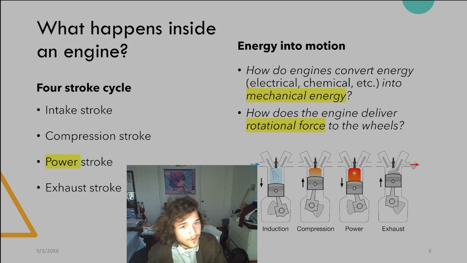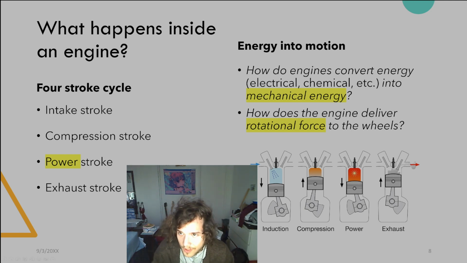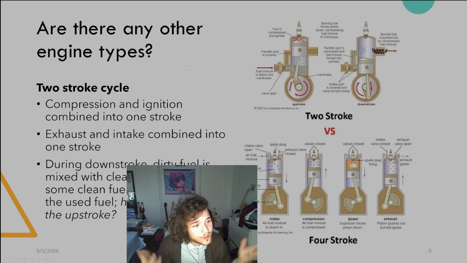So the questions they would answer after that are: how do engines convert this energy, whether it be electrical or chemical, into mechanical energy, the movement of the car? And how does the engine deliver that rotational force to the wheels? So, are there any other types of engine?